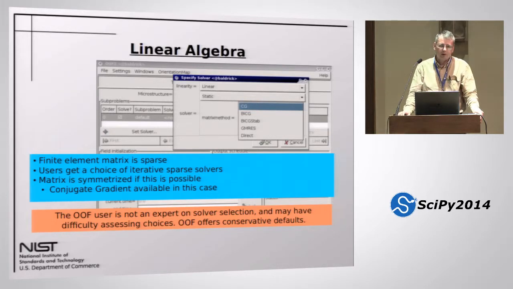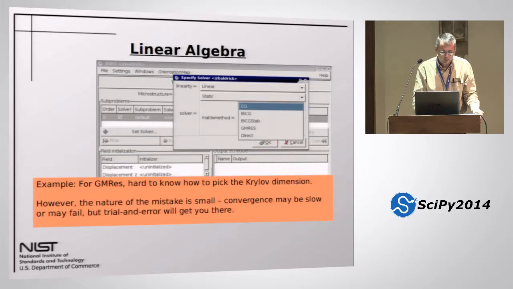So the linear algebra follows more or less the same philosophy. We have a bunch of high performance algorithms that we have looked at and adapted, and we've selected sensible defaults for most classes of problems. Again, the user is not an expert on selecting solvers. We think we've made some good choices for them. They're conservative in the sense of bias towards accuracy and away from speed. So again, the user doesn't have to bring this expertise to the system.